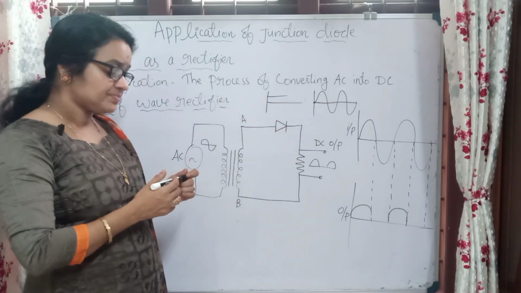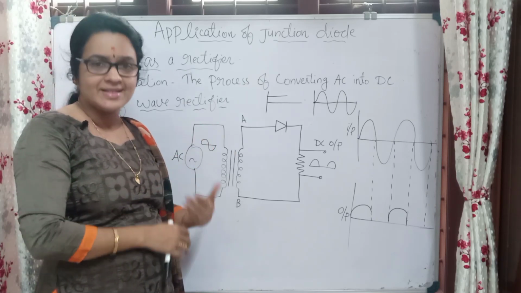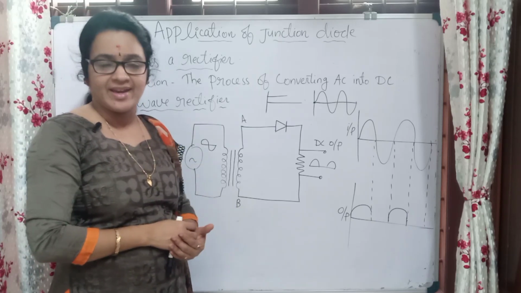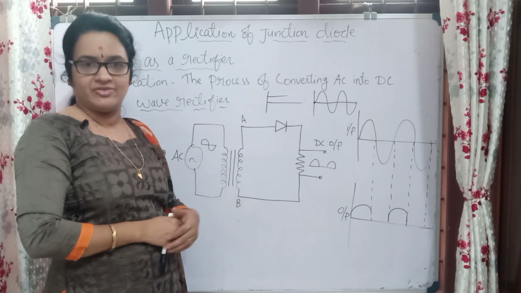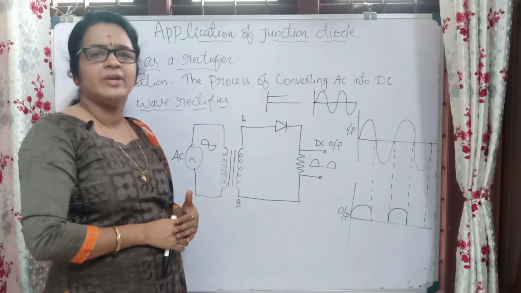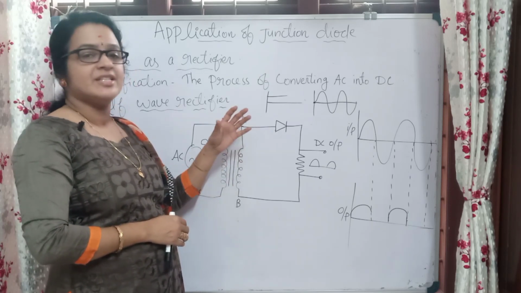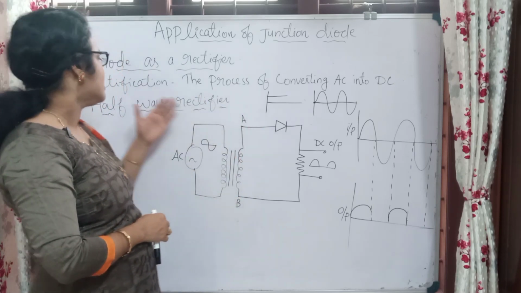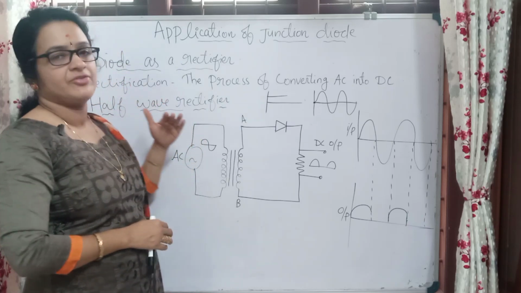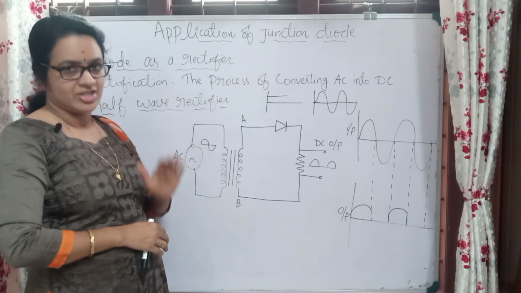For that, we will use the feature that we studied in the last class. When a semiconductor diode is connected in forward bias, there will be conduction. Then in the case of reverse biasing, what will happen? There will not be any conduction, so it is non-conducting. That principle or feature is what we use in the rectifier. Here we can see the half wave rectifier and full wave rectifier. First of all, we can start with the half wave rectifier.